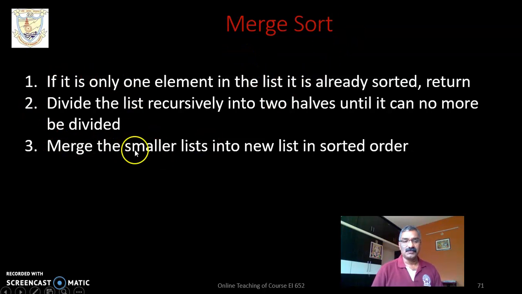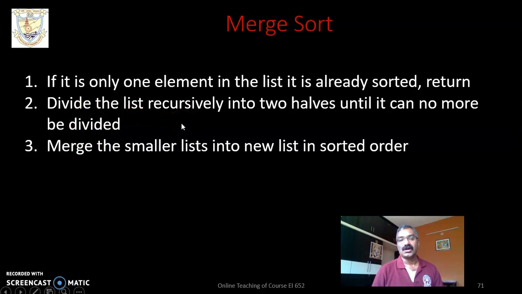The number of steps to be followed appears to be very simple. There are just three steps here. First one, if there is only one element in the list, it is already sorted, return. So this one we followed even in selection sort. If the number of elements in the list is only one, it is already arranged. The second step, divide the list recursively into two halves until it can no more be divided.